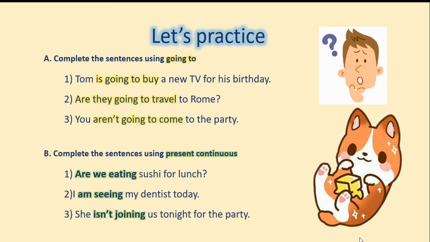Then for part B, we have the present continuous. The first one, are we eating sushi for lunch? The second one, I am seeing my dentist today. Don't forget with the verb see, it's not C-E-I-N-G. You keep the verb as it is, S-E-E-I-N-G. And the third one, she isn't joining us tonight for the party. What do I mean here with join? It's like coming with us.